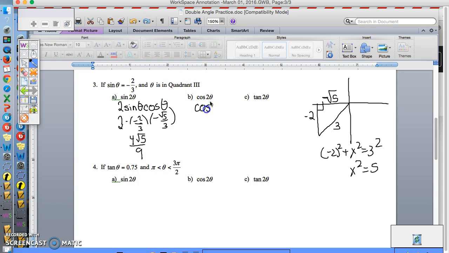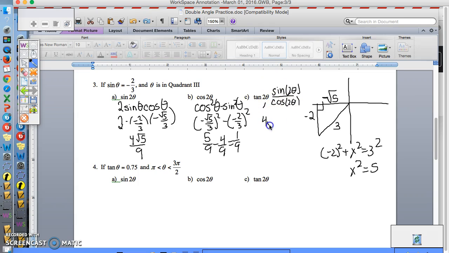Our cosine, so we have cosine squared of theta minus sine squared of theta. So we have negative root 5 over 3 squared minus our sine, negative 2/3 squared. So we have 5/9 minus 4/9, which is 1/9. And then once again, we can do our double angle. So our sine of 2 theta over the cosine of 2 theta. So we have 4 root 5 over 9 divided by 1/9. Those are gone, so we end up with 4 times the square root of 5.